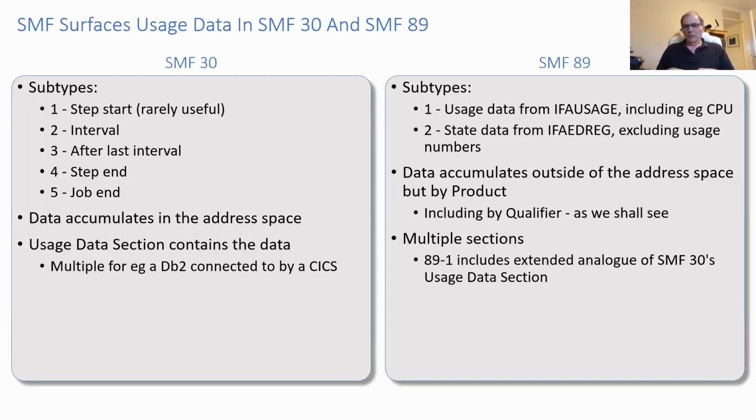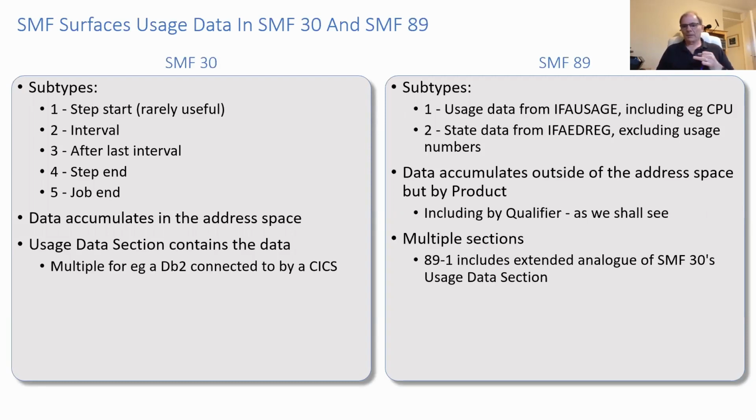At the LPAR level, we've got SMF 89, which has two subtypes. We've got the usage data from what we've been talking about, which is IFA usage, and we've got state data, which is from IFA EDREG. Now, the IFA EDREG does not contain any CPU numbers, but the IFA usage stuff does. So that's one of the key differences. Really, "hello, I was here" is about all you're getting out of subtype 2. And frankly, they are different products I typically see in the data from what I see in the usage data section in the 89.